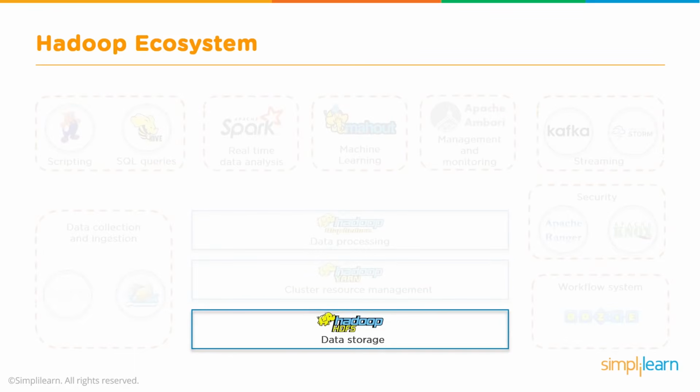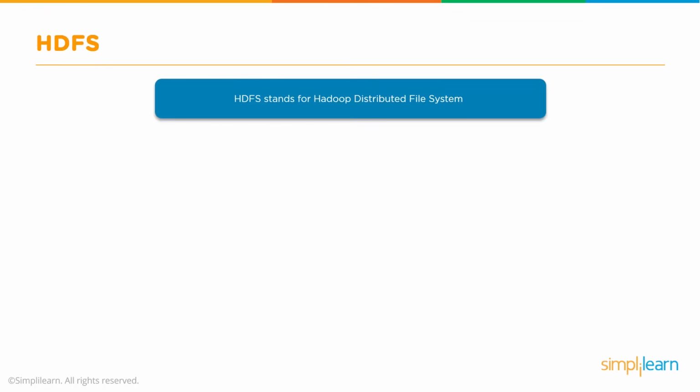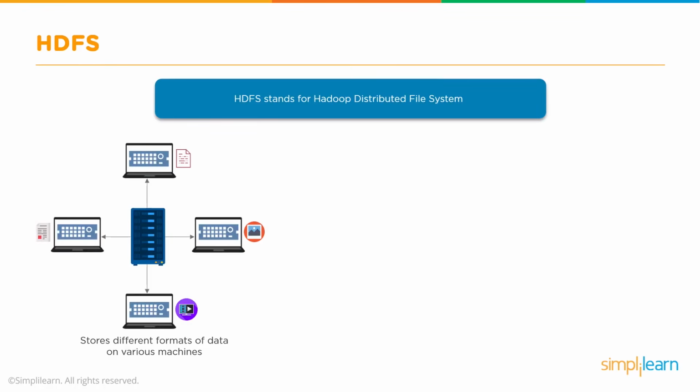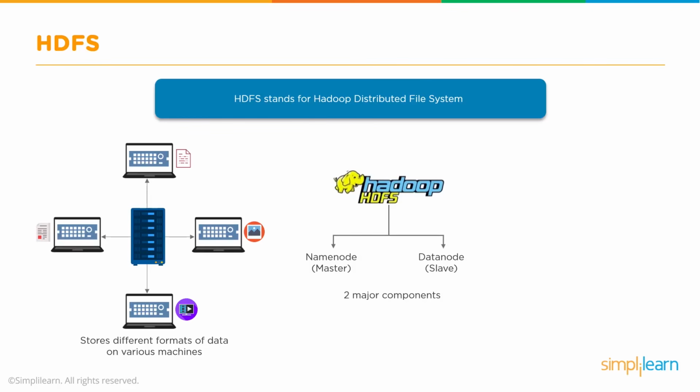We start with Hadoop, or HDFS, which is for data storage. Write once, read many times. You can store a lot of data on it affordably. It's a distributed file system. And so we talk about the Hadoop file system. It stores different formats of data on various machines. And so you have a huge cluster of computers and you're able to store Word documents, spreadsheets, structured data, non-structured data, semi-structured data.